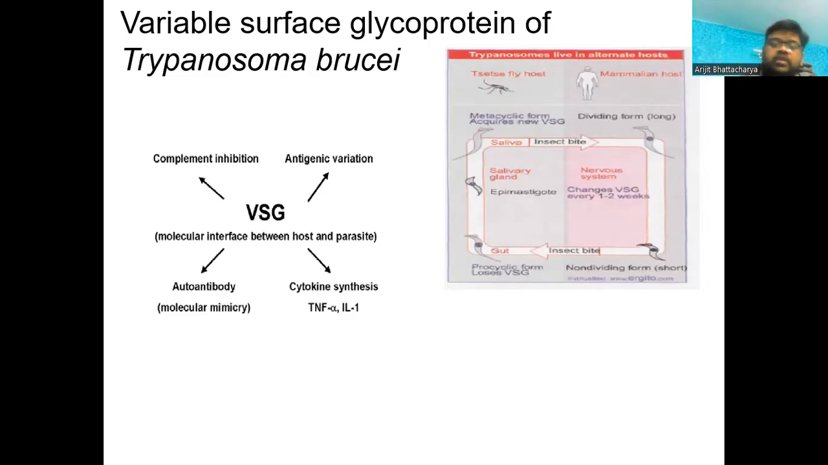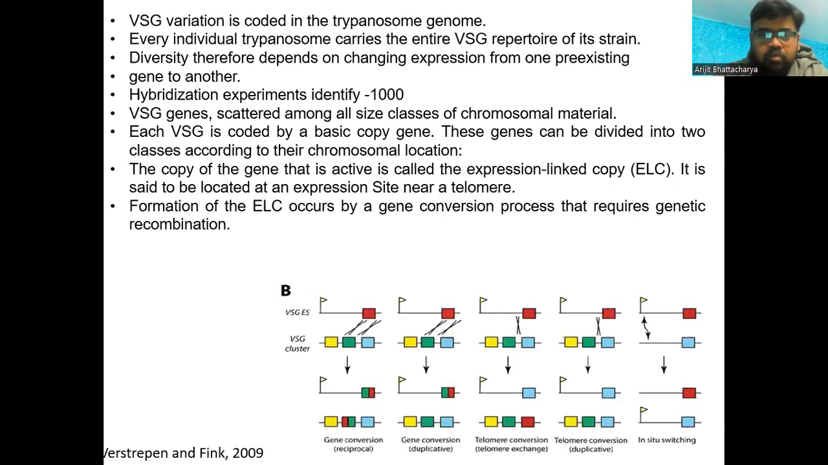Then VSG can trigger pro-inflammatory cytokine production like TNF alpha and others, which is also linked to neuroinflammation and other pathogenic conditions. And also the most important one is antigenic variation, where the parasite expresses different types of variable surface glycoproteins, and thereby the parasite circumvents our antibodies and immune system per se. So this is a very important strategy for Trypanosoma brucei to infect us.